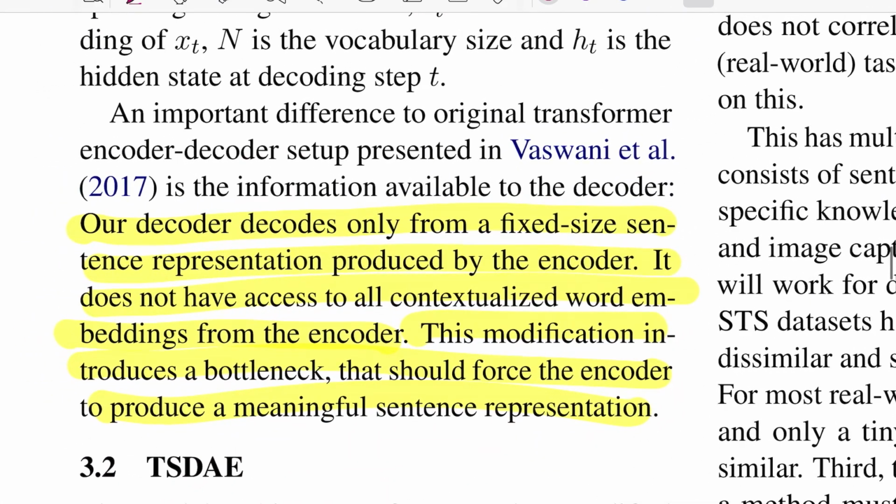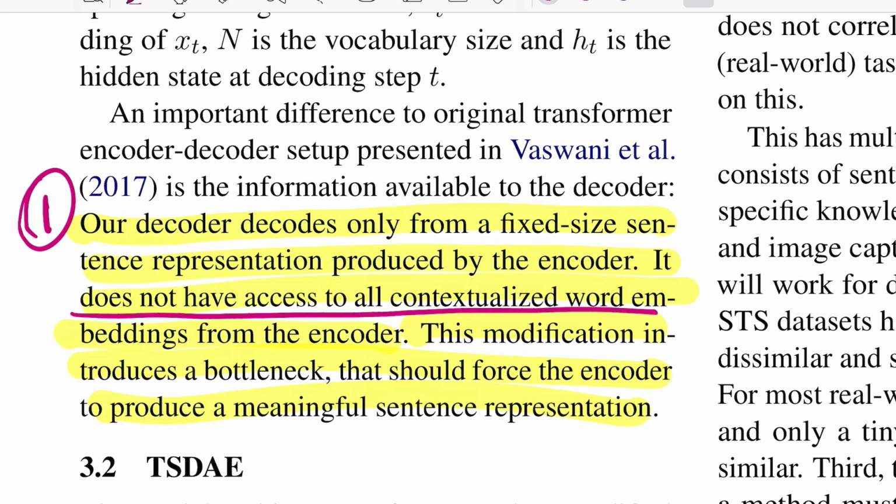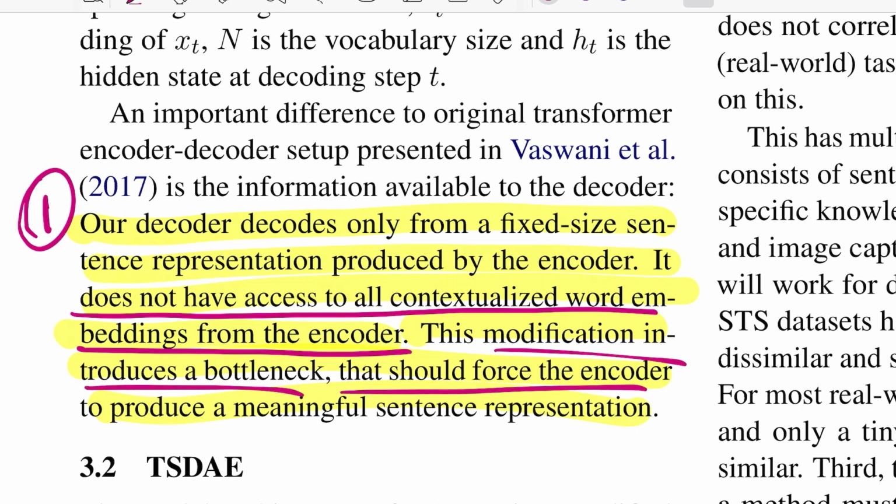Yeah, so they had two pointers specifically written. The first one is, they say that the decoder decodes only from the fixed size sentence representation produced by the encoder. It does not have access to all the contextualized word embeddings from the encoder. This modification introduces a bottleneck that should force the encoder to produce a meaningful sentence representation.